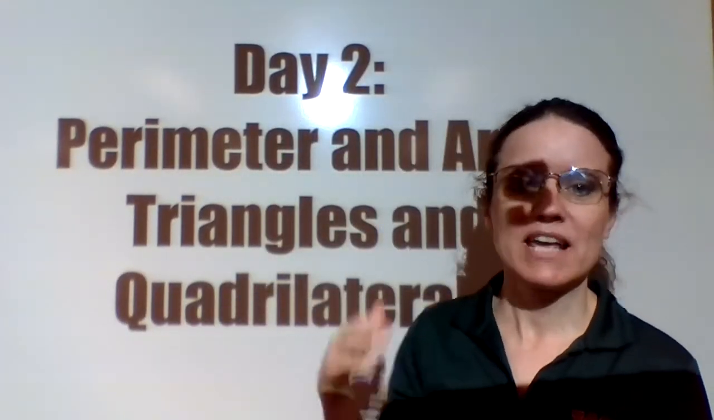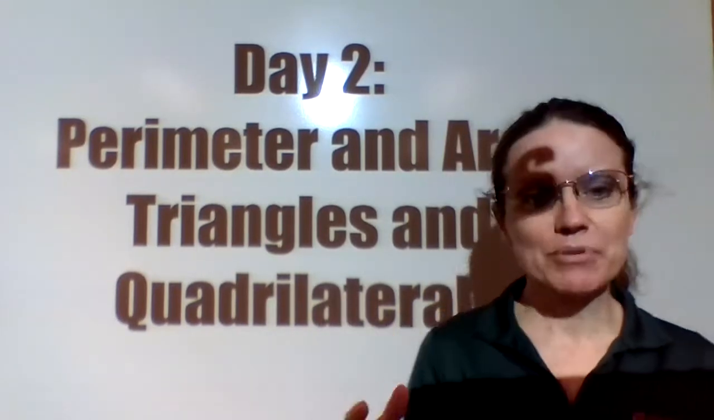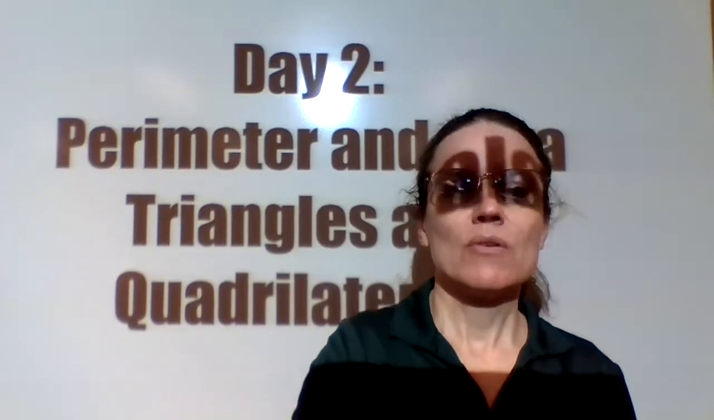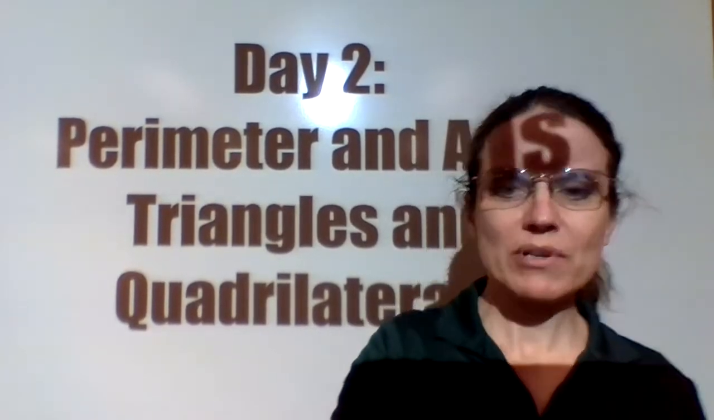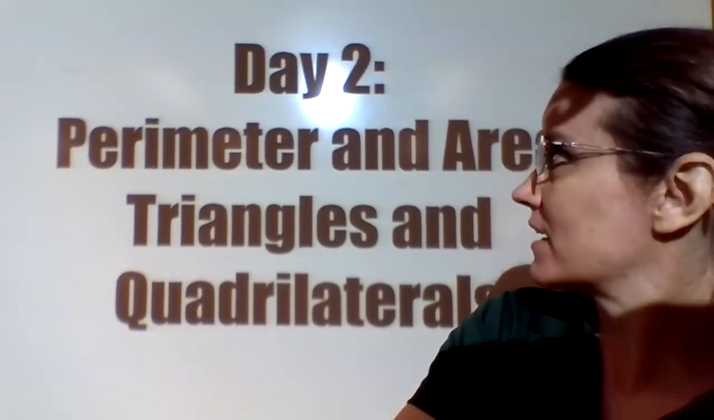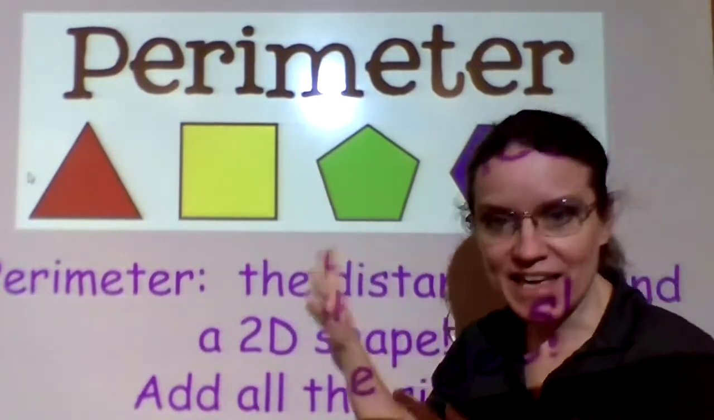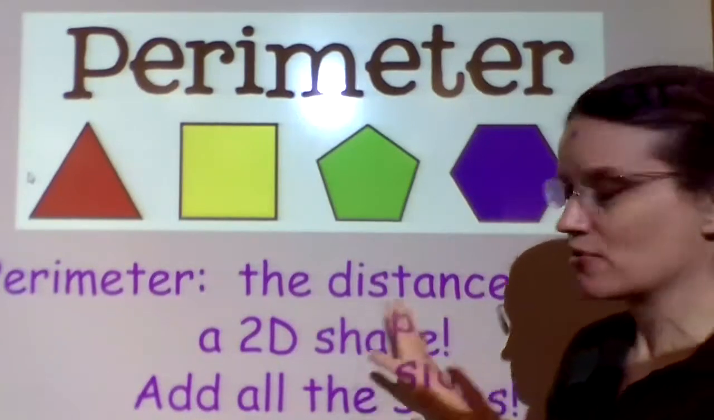We're going to be talking today about the perimeter and area of a couple different shapes, mainly triangles and quadrilaterals. To get us started, we're going to be focusing on perimeter for about 5 seconds. And just a reminder, perimeter of anything is just the distance around the outside.